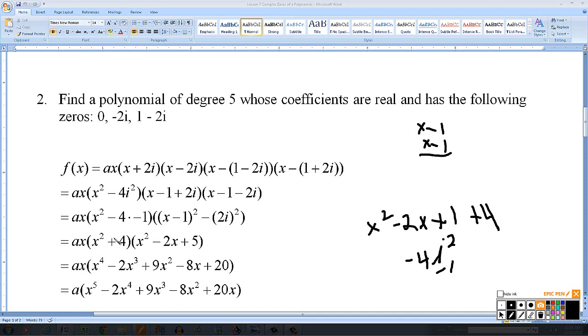And then I just multiply through by the x. I leave the a out in front, combine my terms of course, and then I multiply by the x. And then my final answer comes out to this. So the polynomial of degree 5 that has these zeros with real coefficients is right here: x to the 5th minus 2x to the 4th plus 9x to the 3rd minus 8x squared plus 20x times some number a over here. Like I said, the most basic one would be a equal to 1. Some instructors will want you to leave this as a. Some will ask you to pick a as a number, but in my classes I told them just leave the a right there. So that's the answer to this one.